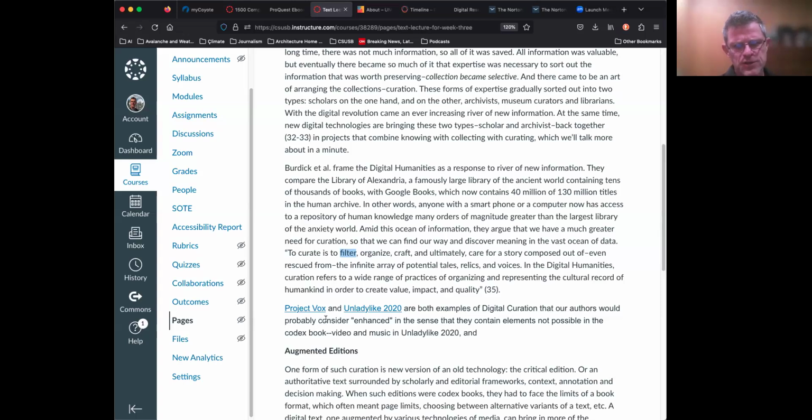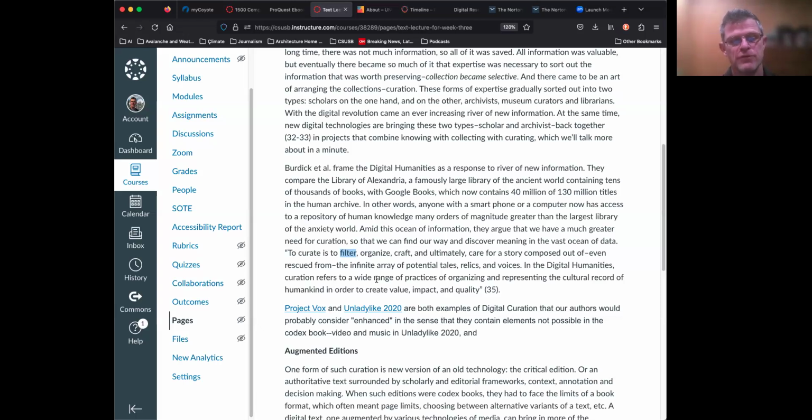So two of the projects that I linked to and asked you to look at this week are examples of digital curation that our authors would probably consider enhanced. They describe something they call enhanced digital curation. So it's not just that someone says, "Hey, here's a bunch of stuff that's worth your attention," but that they put that stuff together in a format that takes advantage of digital technologies.